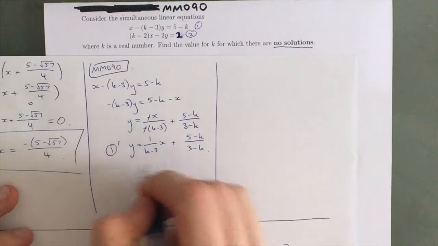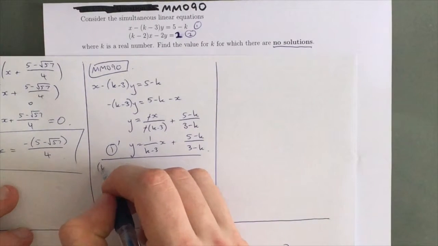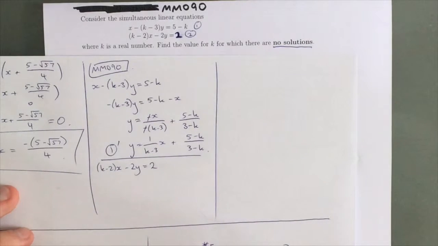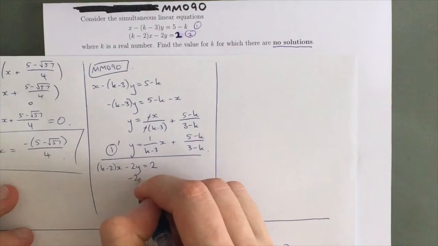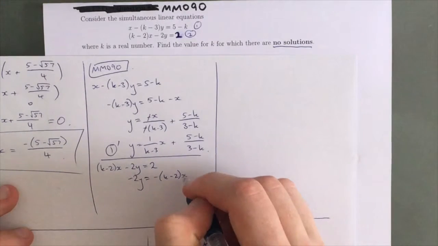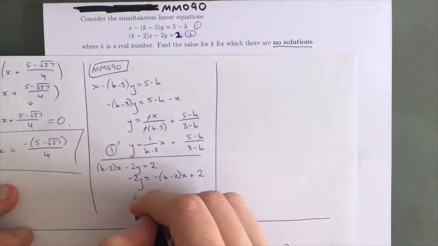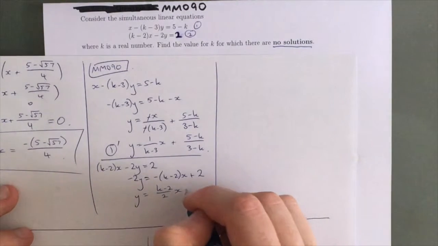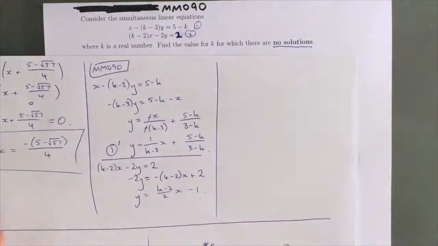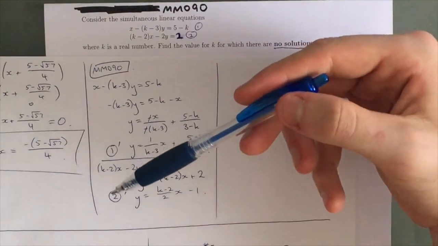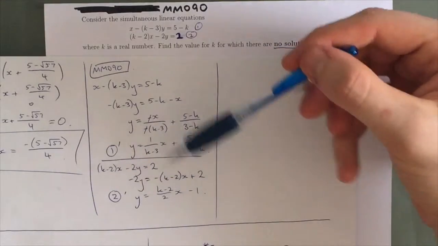And we've got our second equation, which is (k minus 2)x minus 2y equals 2. And we want to get y by itself again, so we get negative 2y equals negative (k minus 2)x plus 2. And dividing both sides by negative 2, we get (k minus 2) over 2 times x minus 1. This is our second modified equation. Awesome, so now that we've got both of the equations in the form y equals mx plus c, we can actually compare them.